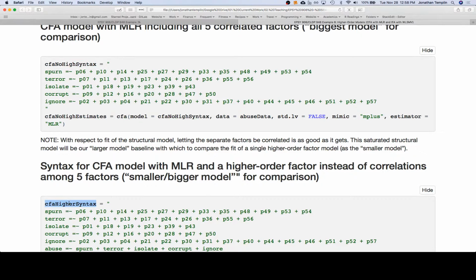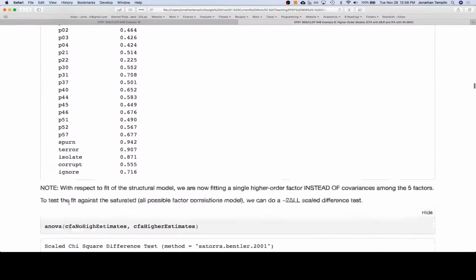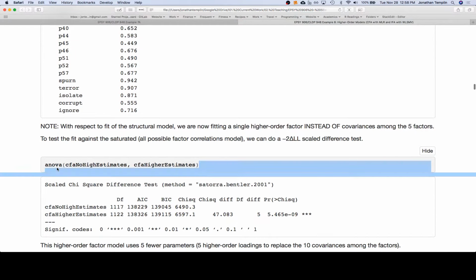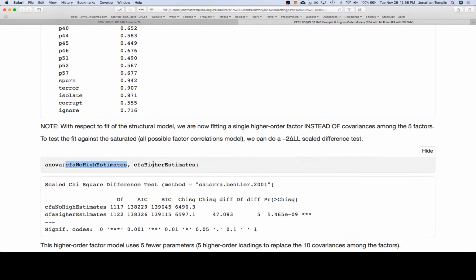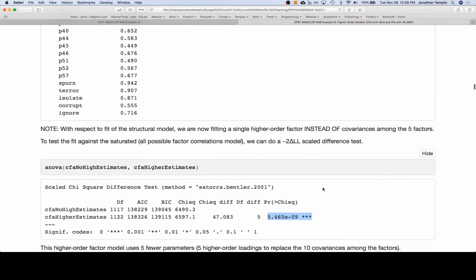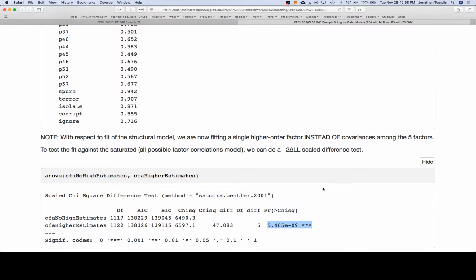So when we do our likelihood ratio test, what's our degrees of freedom for the difference? 15 minus 10. So you should see 5. The way we do our likelihood ratio test is the way we've seen it all along, the ANOVA function. We put in both models. We see our degree of freedom difference is 5, the way it should be. And we see a minuscule p-value. What does that indicate? Not good fit. That means the model that has fewer parameters does not fit as well as the model with more parameters.